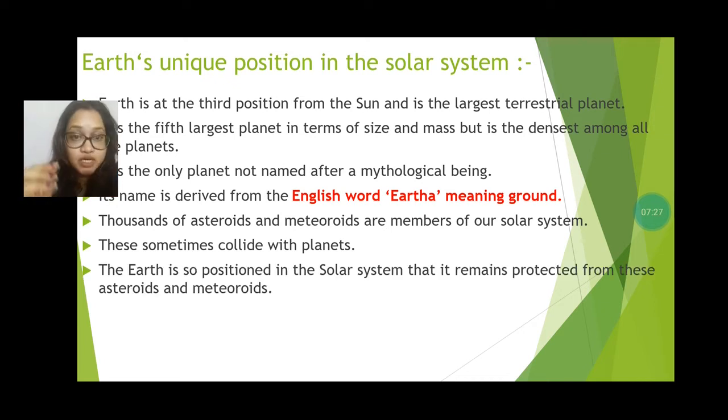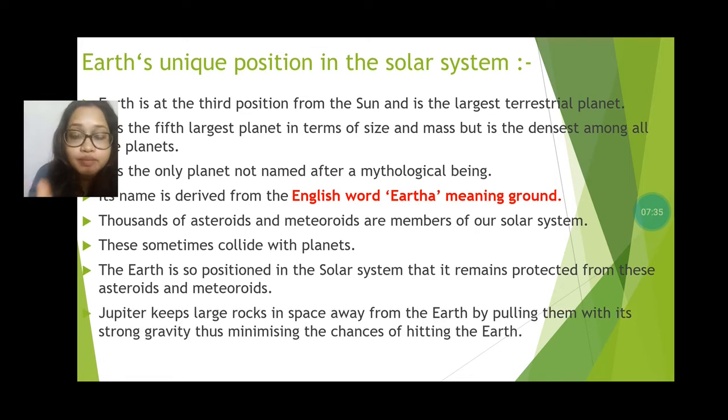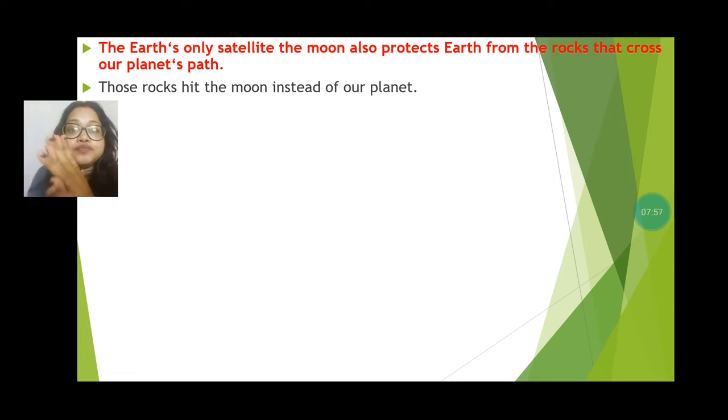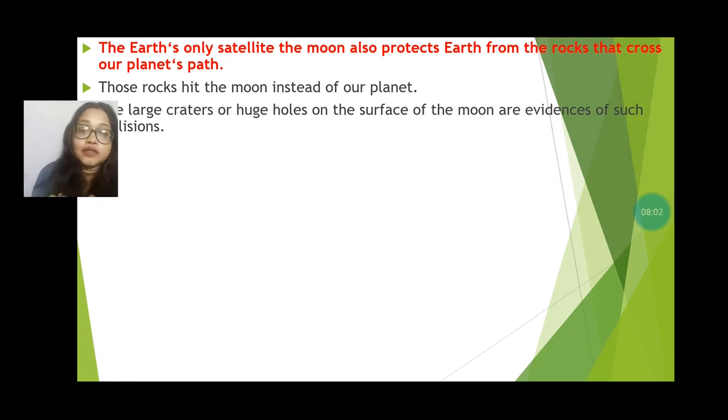But the Earth is in a position in the solar system where it is protected from these asteroids and meteoroids. Jupiter is large in size and has the maximum gravitational power, so all these asteroids and meteoroids are attracted by Jupiter. At that time the Earth is safe. The Earth has only one satellite, that is the moon, and Earth is also protected by the moon.